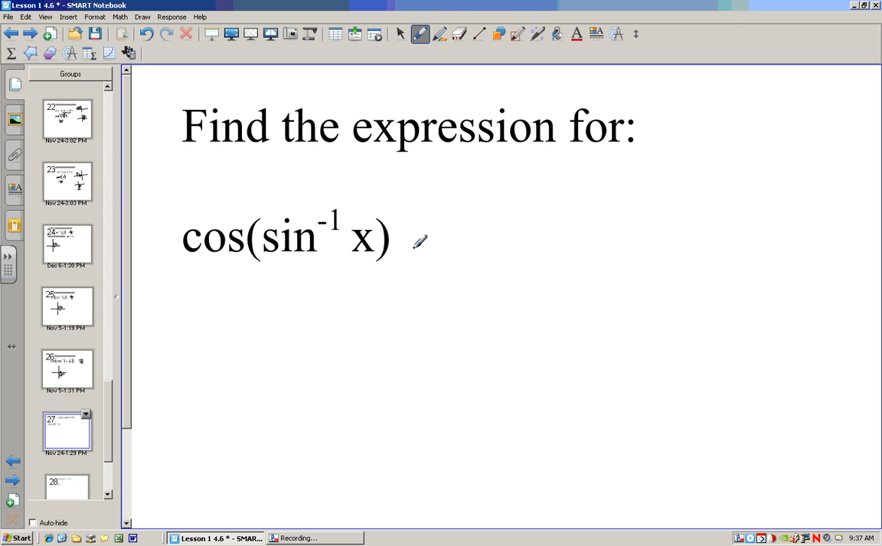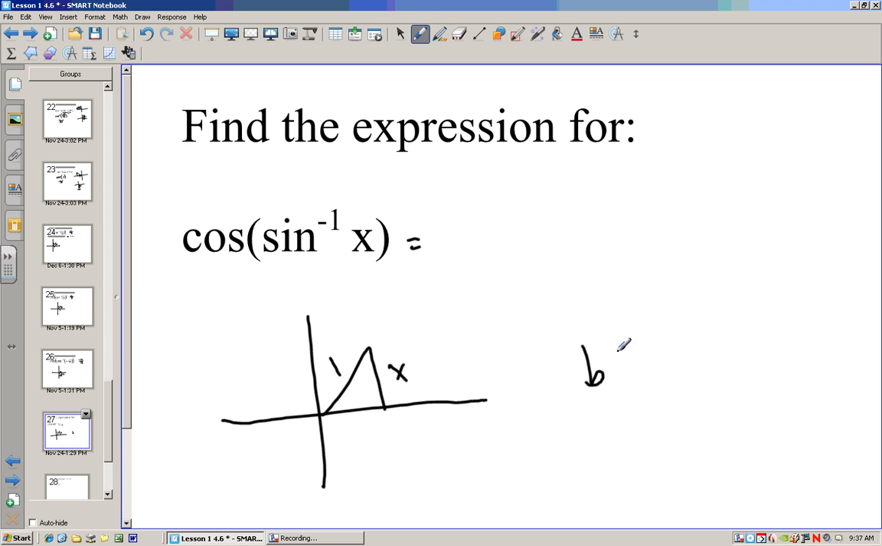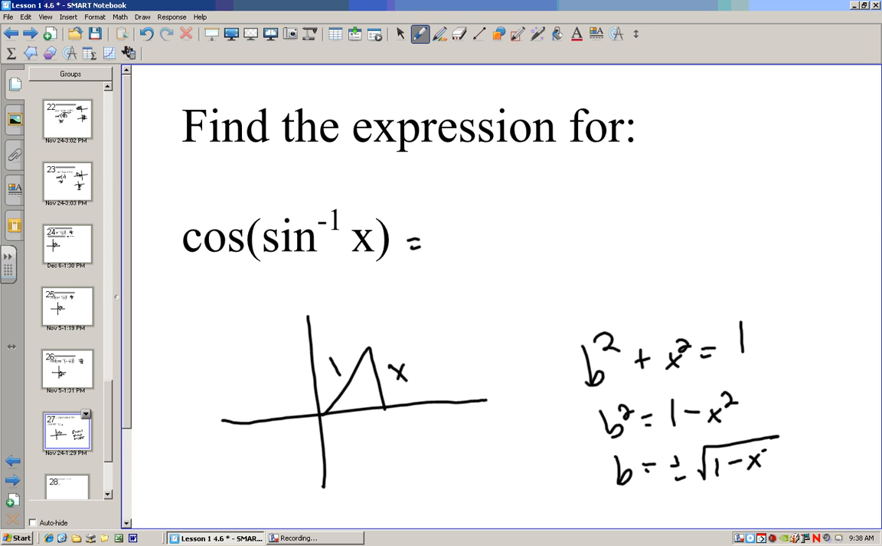Cosine of inverse sine of x. So we're generalizing it. This is going to get a little trickier, but if we have x, that means sine is x over 1. So if I want to find the adjacent side, I know b squared plus x squared is equal to 1. So if I subtract x squared on both sides, and then I square root it, the cosine of that will be plus or minus square root of 1 minus x squared. Now it depends if x is positive or negative. If x is positive, then this will be positive. If x is a negative number, then it will be a negative number over here. So the cosine of this will be this adjacent side over the hypotenuse, which would just give us plus or minus the square root of 1 minus x squared.